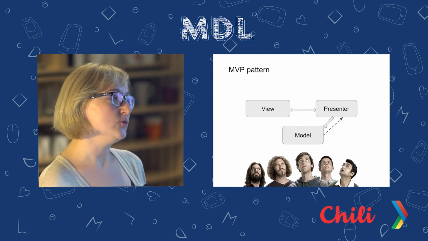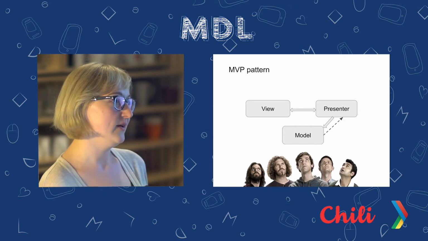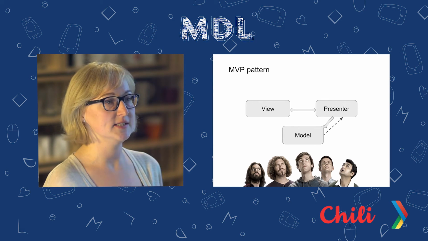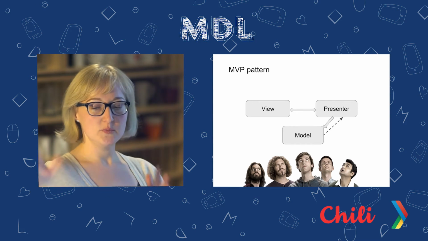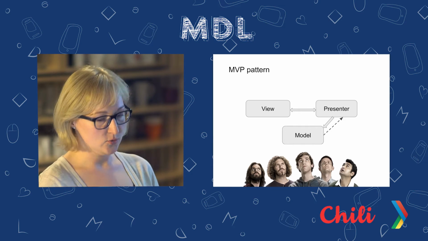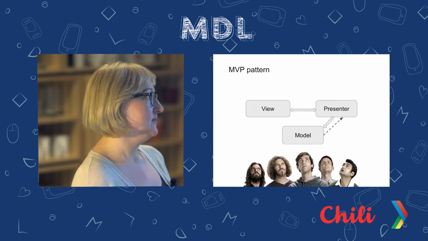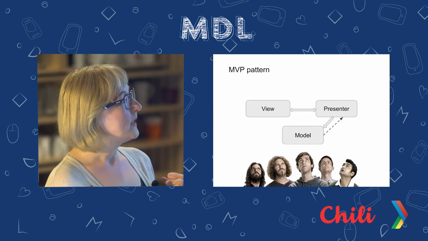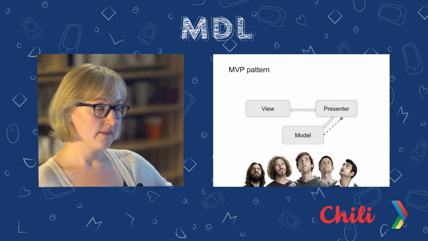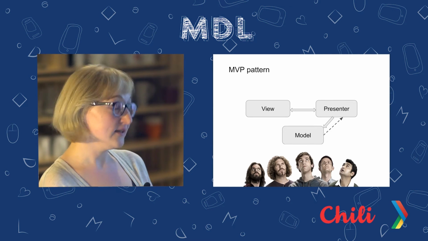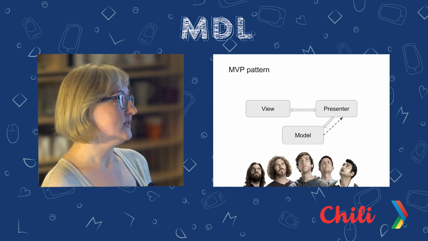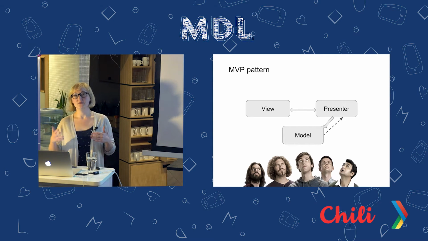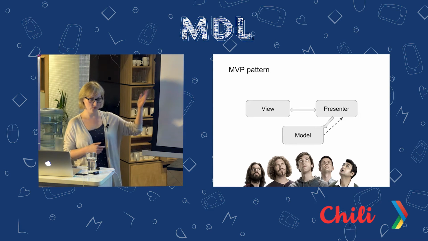Now, view is supposed to be really simple and passive. And actually, it doesn't really make any decisions. View only displays data and tells the presenter about user actions, like notifies it. Presenter, on the other hand, is a plain Java object. It handles UI logic, it retrieves data from the model, it tells the view what to do, and it responds, like it processes the notification about user action from the view.